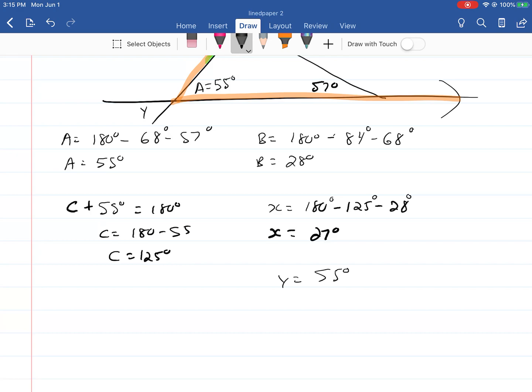All right, that's it. Pretty short lesson here. Quick parallel line stuff. Work through that homework.